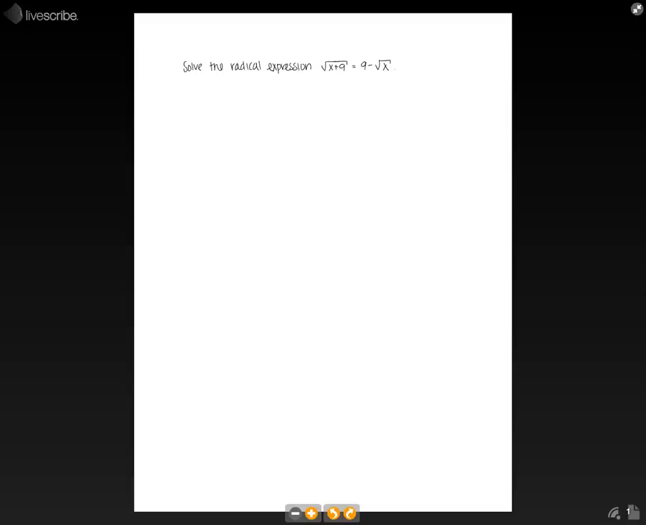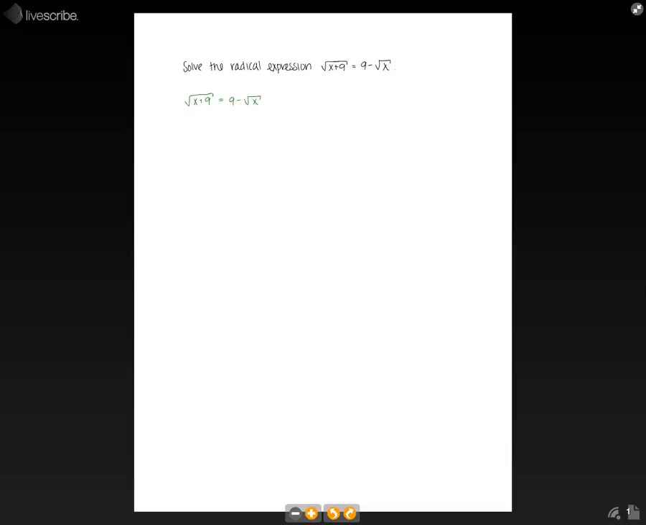In this pencast, we're going to be solving radical expressions. This problem says, solve the radical expression: the square root of x plus 9 equals 9 minus the square root of x. So what we have is the square root of x plus 9 equals 9 minus the square root of x. Our goal is to get x by itself.